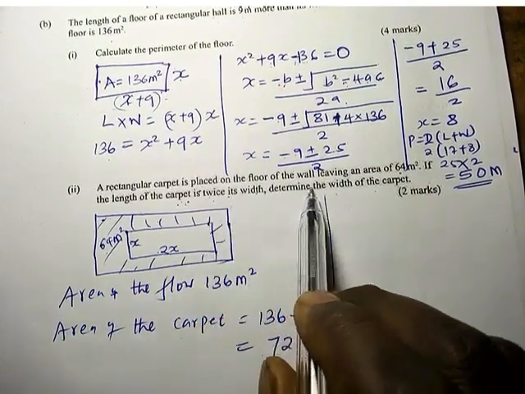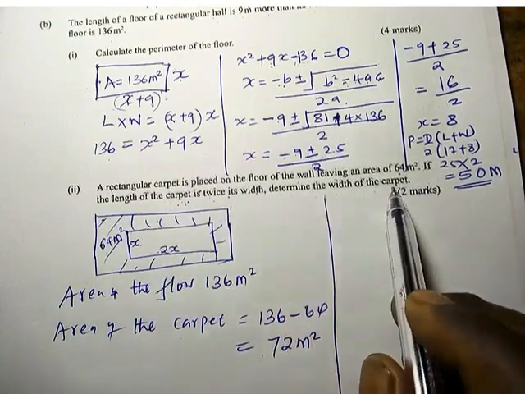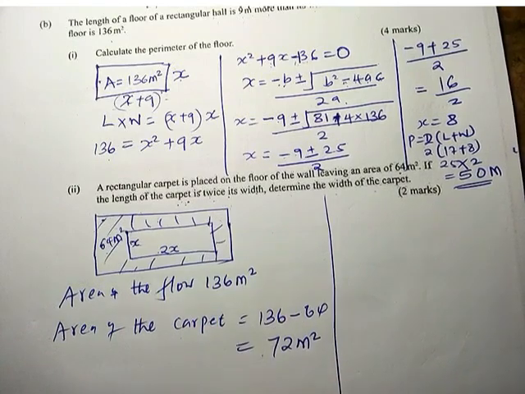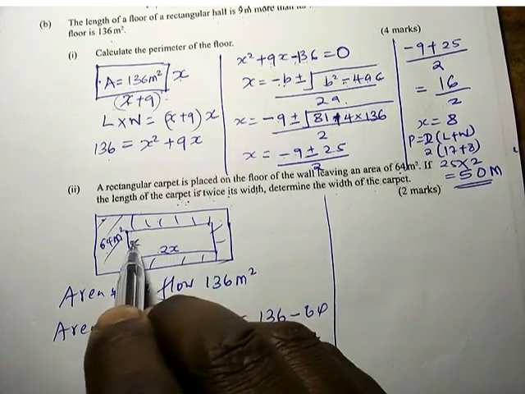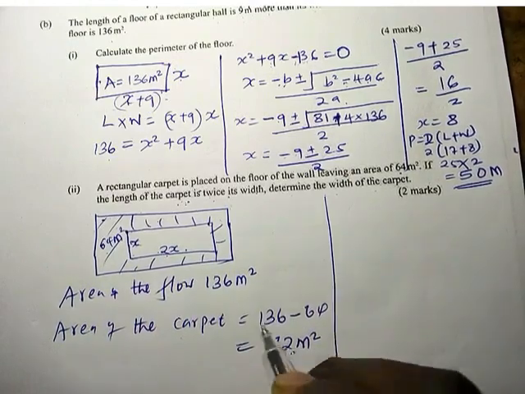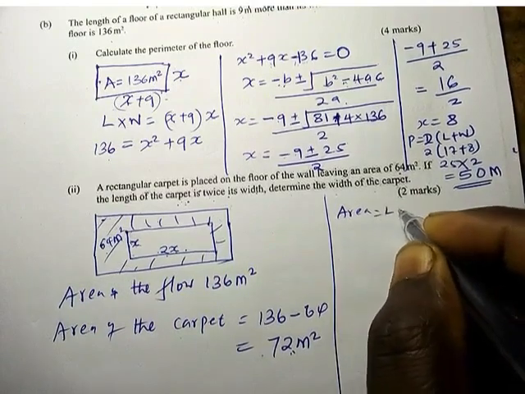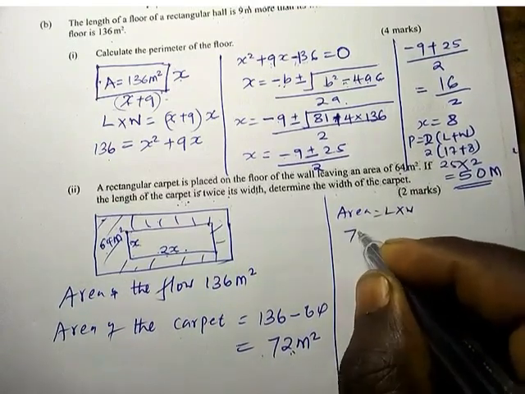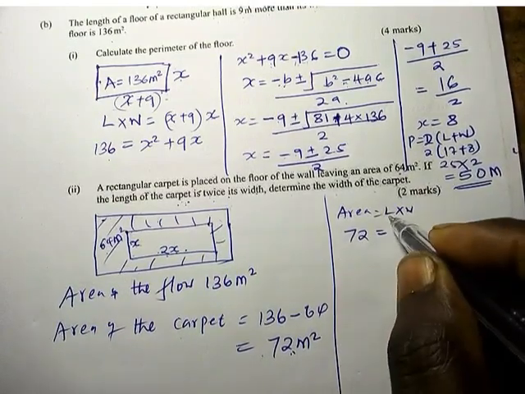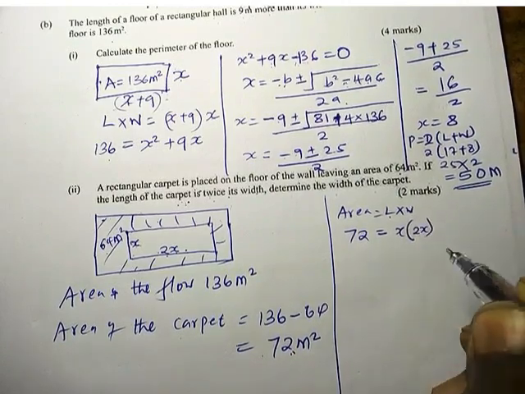But what are we looking for? We are looking to determine the width of the carpet. We are told the width is x and the length is twice that. But we have the area of the carpet. Area is equal to length times width. So 72 is equal to length, which is x, times width, which is 2x.